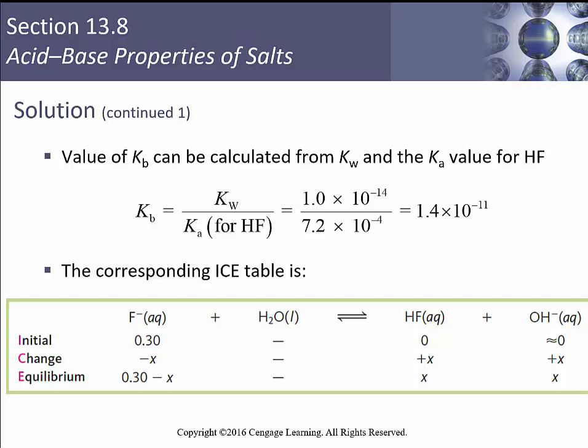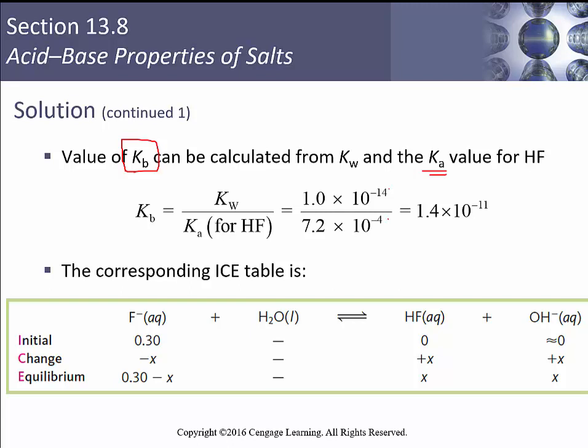So they gave us a Ka value. We're going to find Kb. So we're just going to do Kw over Ka. And we'll do 1 times 10 to the minus 14 divided by 1.7 times 10 to the minus 4. And we get 1.4 times 10 to the minus 11.